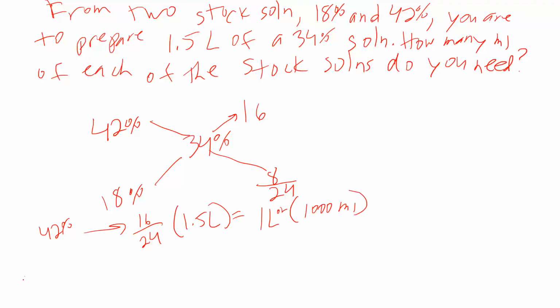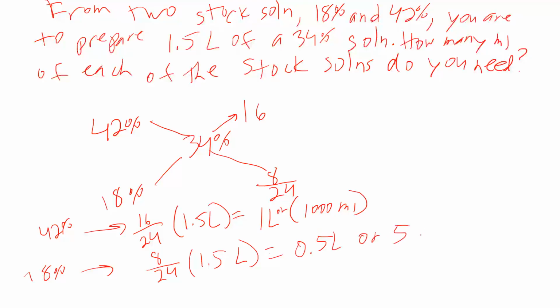And then if you want the 18%, that's 8 over 24 multiplied by 1.5 liters, and that is equal to 0.5 liters or 500 milliliters. So if we add this and this, you get this. 1 liter plus 0.5 liters is 1.5 liters, which is the same as 1,500 milliliters. Okay?